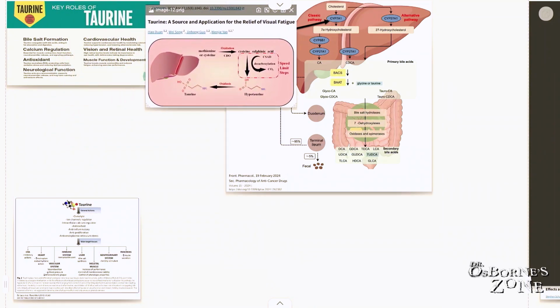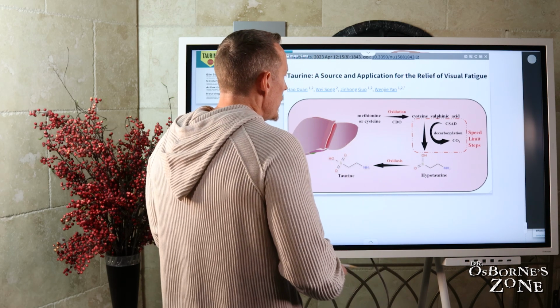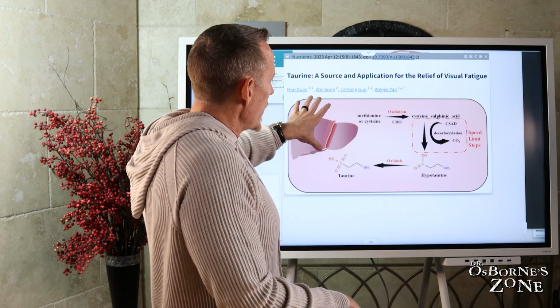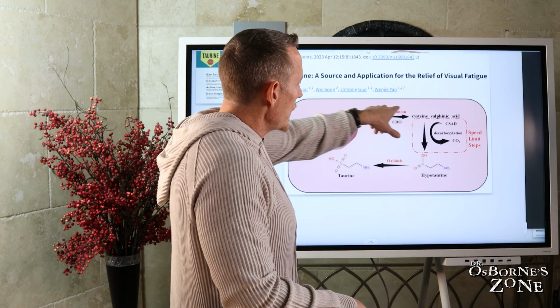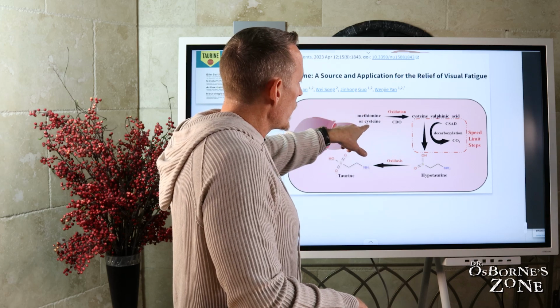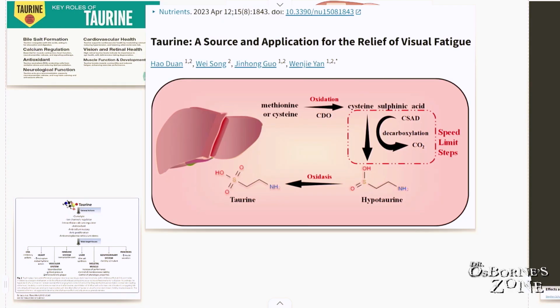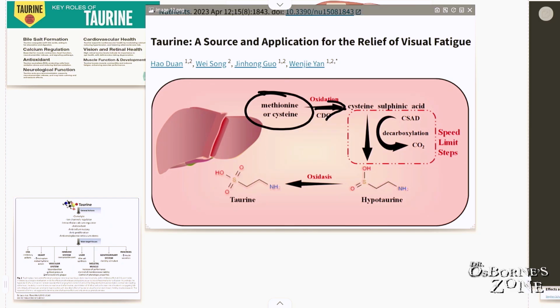So here we have taurine. This is your liver, because this is where bile is produced. So taurine synthesis occurs in the liver, from methionine or from cysteine. Remember, I showed you another diagram a moment ago. So these two key amino acids are necessary, and we have these metabolic pathways that require B vitamins, predominantly B6, B12, and folate, which is B9, to get to taurine.